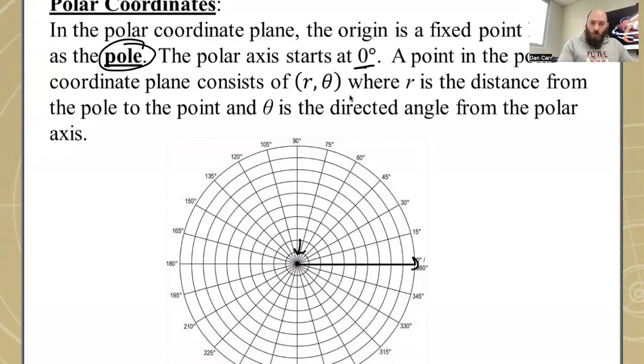So a point in polar coordinates is always (r, θ), where r is our distance from the pole to the point, and θ is our directed angle from the polar axis. So we're always going to go around the circle in this direction, just like our unit circle, and then we go a certain amount. Every one of those lines here is like a radius of 1, is the idea.